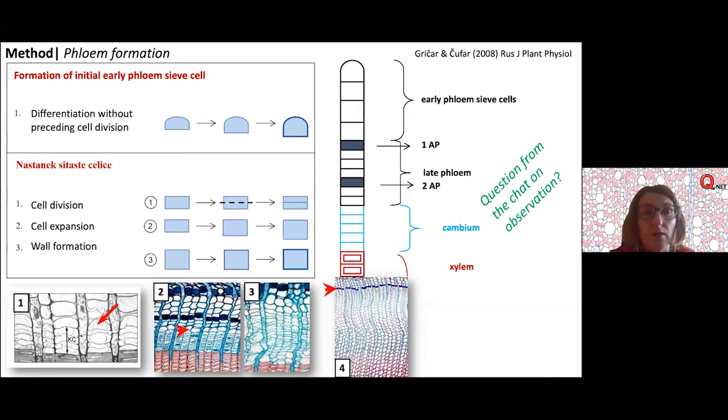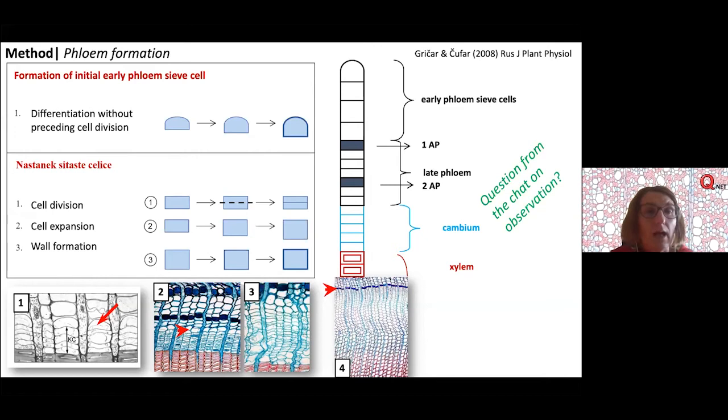The phloem formation dynamics is a bit different. I show here only a basic example on spruce from temperate sites. And it starts a bit differently. The onset is with the development of initial early phloem sieve cells. So they start to differentiate without former cell divisions. Actually, they are formed in the previous growing season, and they start to grow maybe a few weeks before or just at the onset of cambial activity.